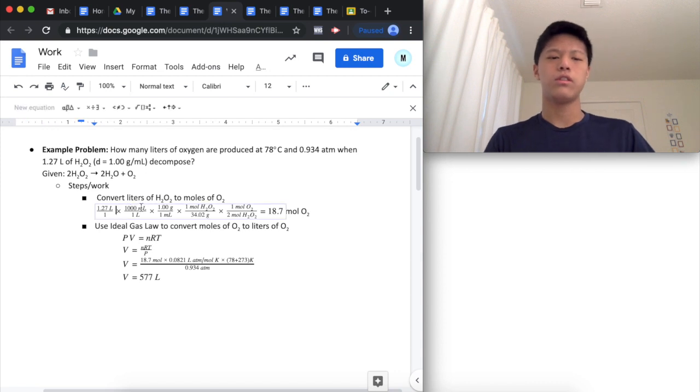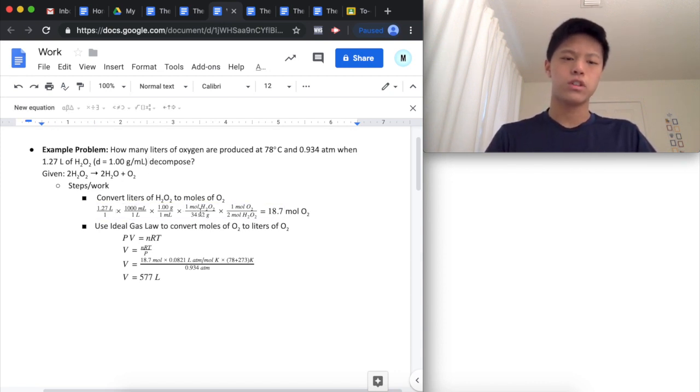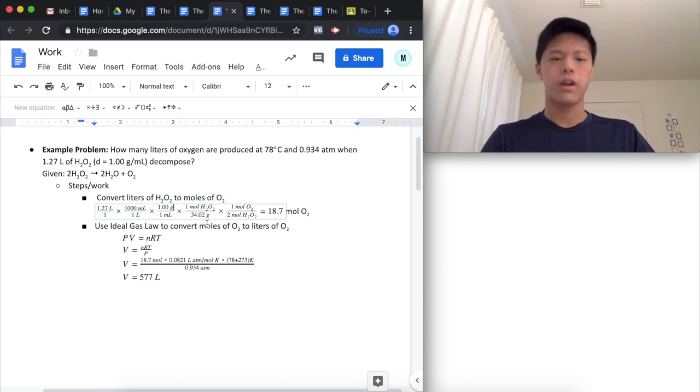So what you want to do is use the density formula that you're given here to convert to moles, or rather to convert to grams first. So you'd go from 1.27 liters to milliliters and then to grams here. And then from grams, you can convert to moles of H2O2 using the molar mass and then convert to moles of oxygen using the stoichiometric ratio found in the balanced chemical equation over here. And from there, you would get 18.7 moles of O2.